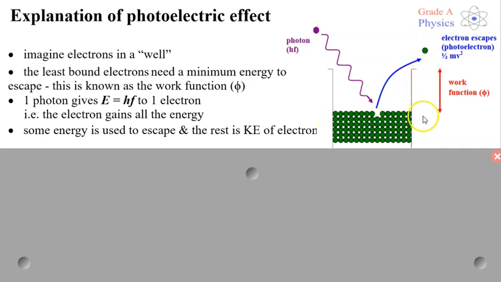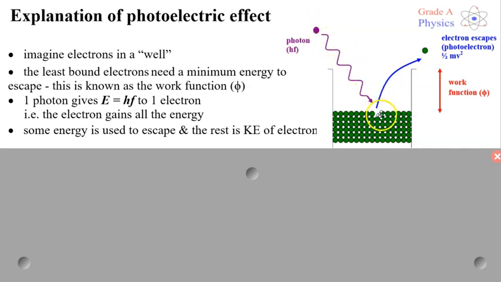Now this is a very simplistic view of the electrons in a metal. So we're just going to imagine that all the electrons are in layers. The ones at the top represent the outermost electrons in the atoms of the surface of the metal, and then lower layers are those electrons which are more difficult to remove, so deeper inside the atom or deeper inside the metal. So we have a photon of energy.